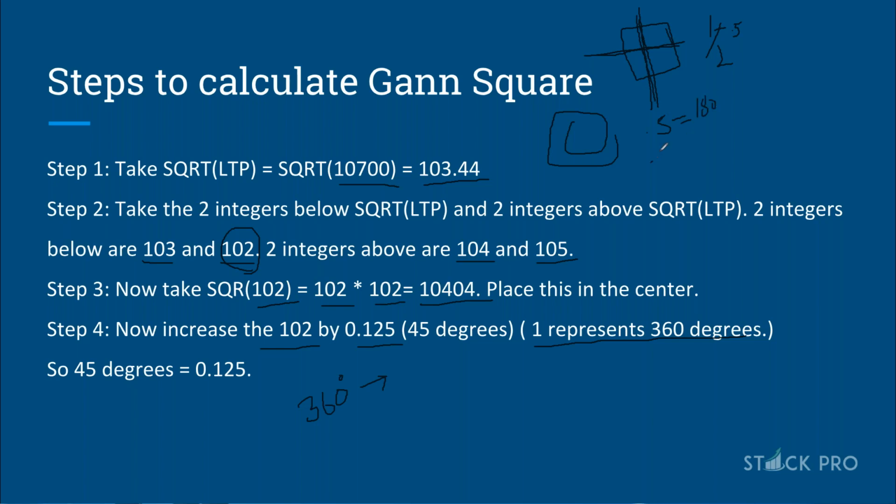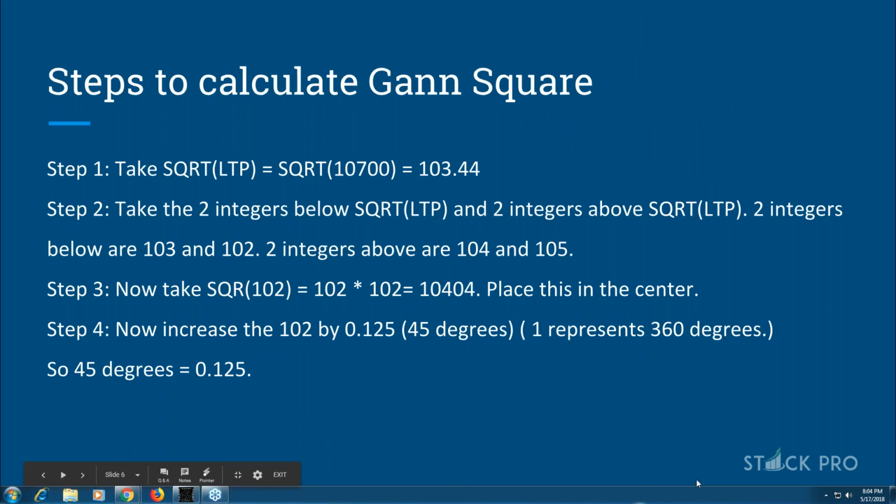And how much will 0.25 be? That will be equal to 90 degrees, right? And how much will 0.125 be equal to? That will be equal to 45 degrees, right? That's how Gann described it. So if you increase the square root value by 0.125, the degrees will increase by 45 degrees, right? So what's happening now? You increase the value by 0.125, which means you're rotating the angle by 45 degrees. Now what happens when you do the rotation?